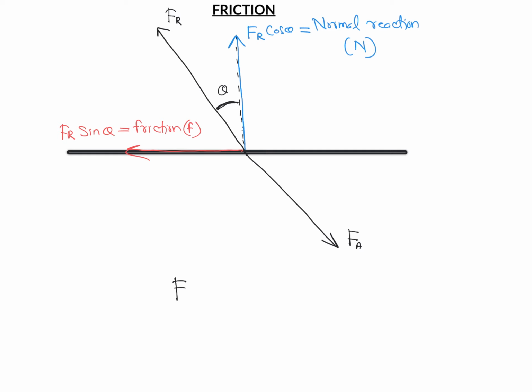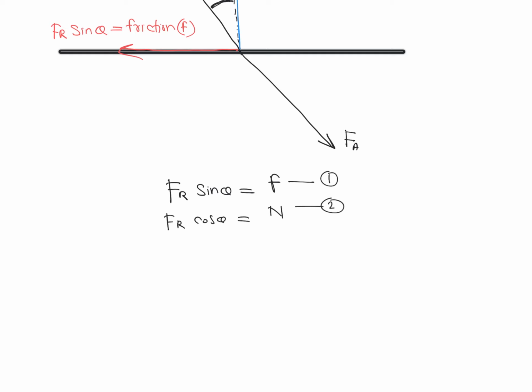So from this information we can write Fr sin theta is equal to F, and Fr cos theta is equal to normal reaction N. Now if I divide equation 1 by equation 2, Fr and Fr get cancelled. Sin theta by cos theta can be written as tan theta, that is equal to F divided by N. Or you can write the frictional force is equal to normal reaction into tan theta.